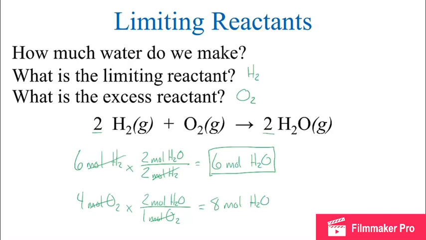So again, the 6 moles of hydrogen limited me to making only 6 moles of water. But there was enough oxygen to make 8 moles of water. So hydrogen was my limiting reactant and oxygen was my excess reactant. But you'll notice here that even though there were more moles of hydrogen, that was still the limiting reactant. So you can't just look at the initial amount of the reactants. You have to actually solve it in terms of one of the products to see which one actually limits. So even though there were more moles of hydrogen than oxygen, hydrogen still wound up being the limiting reactant. And oxygen, which there was less of, actually wound up being the excess reactant.